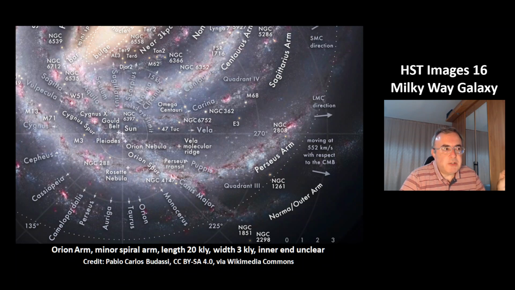This is a picture of the Orion Arm. It starts about here and goes all the way here. It has a length of 20,000 light years. It's a minor spiral arm. Its width is about 3,000 light years, and it is not clear where it starts.